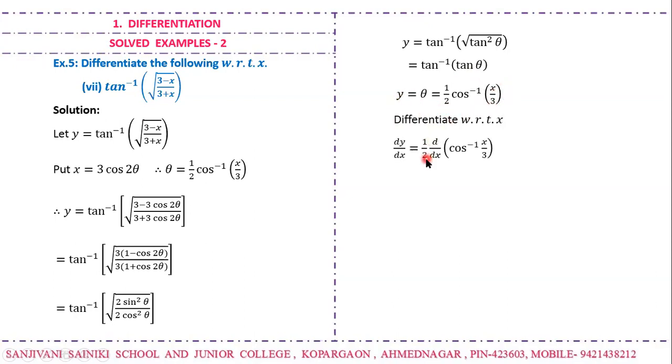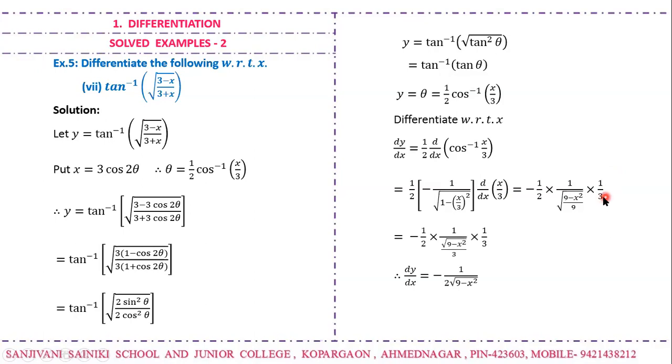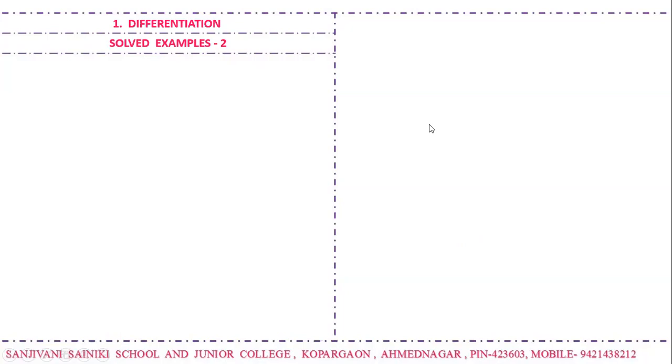So 1 upon 2 is a constant. Derivative of cos inverse of f of x is minus 1 upon under root 1 minus f of x square into f dash of x. But 1 upon 3 is constant, so here there will be only the derivative of x. It is 1. So 1 upon 3. Then just simplify it. You get the required answer.